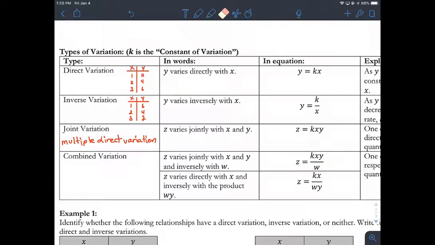You also might see that z varies directly with x and inversely with the product wy. So x is varied directly, so it goes multiplied next to that k, and then k is divided by wy because we're talking about inverse variation, so we're going to throw everything in the denominator.